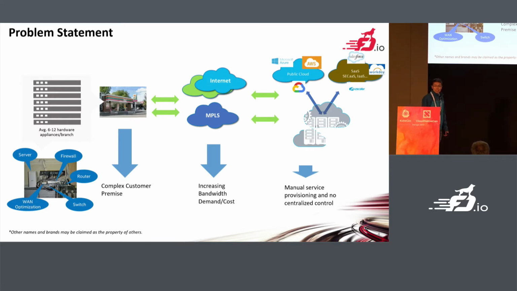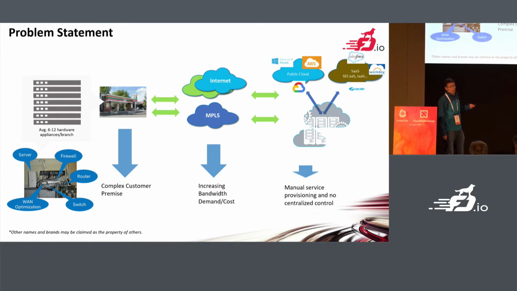Okay, why do we need the uCPE reference solution? Currently, we have some edge devices and transportation and data center, but there are some problems. The first one is on the left side, you can see the edge devices. There are lots of services in the hardware, such as the server, firewall, switching, and lots of things. And because the customer premises requirements are very complex, and on the transport layer, there are internet and IPS services, but the customer requires more bandwidth, and the cost is very high.